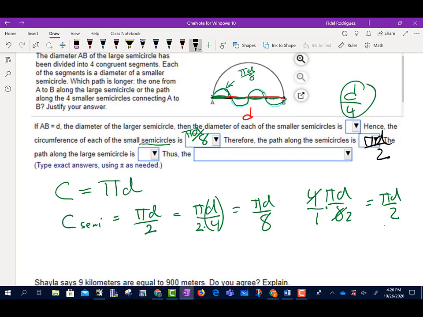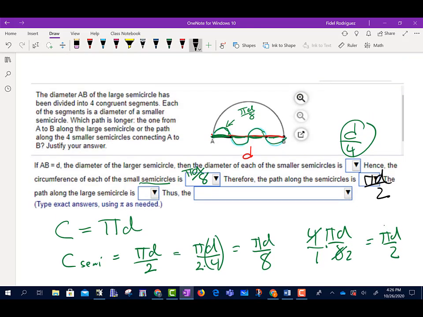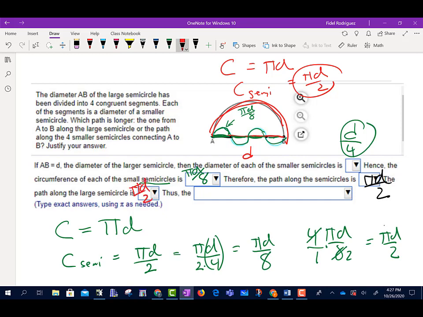Now it says the path along the large semicircle. So let's come back over here. If we wanted to find this distance, remember the circumference of a circle is pi times d, but we're only finding half of it. So the semicircle would be pi times d over 2. That would be that red distance right there. Pi times d over 2. Thus, now we're going to pick the distances here. We're asking, are they bigger, smaller, or the same? Well, I want you to look at what I have here. I have pi d over 2, and here I have pi d over 2. And so here we're going to say they're going to be the same. You're going to click that little arrow there, guys, and look for the one that says they're going to be the same. And it might give you a little bit more information, but that's essentially what we're looking for.